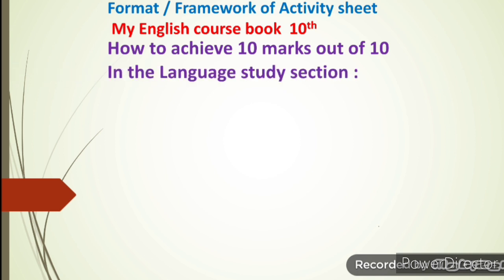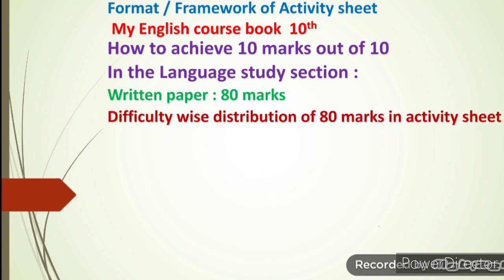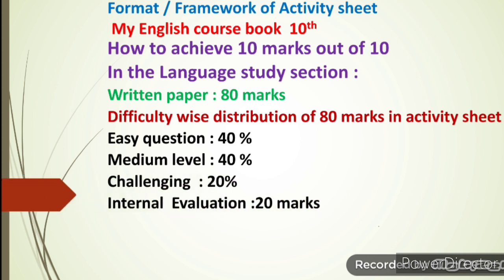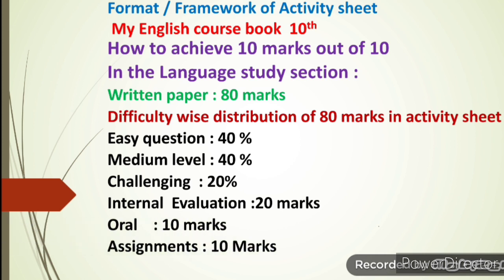The English language written paper will be 80 marks. The difficulty-wise distribution of the 80 marks in the activity sheet will be: easy questions 40%, medium difficulty level 40%, challenging 20%. Internal evaluation is 20 marks, 10 marks for the oral exam and 10 marks for the assignment.